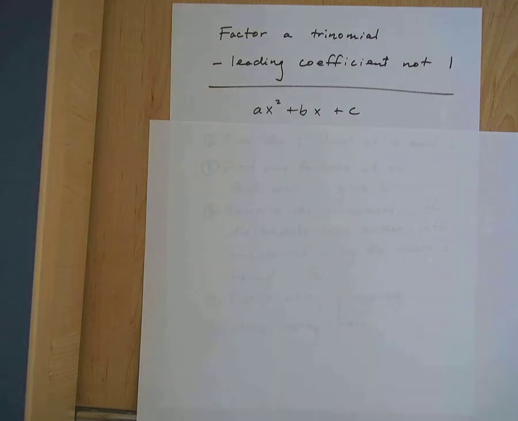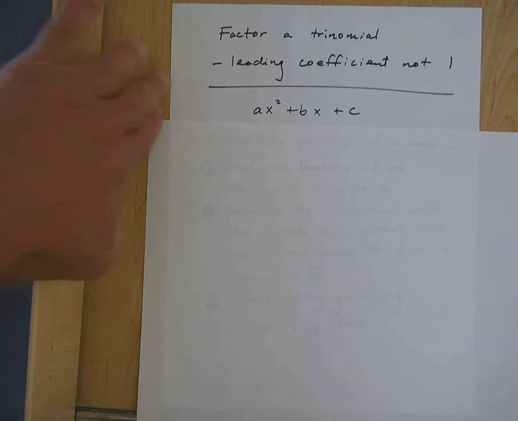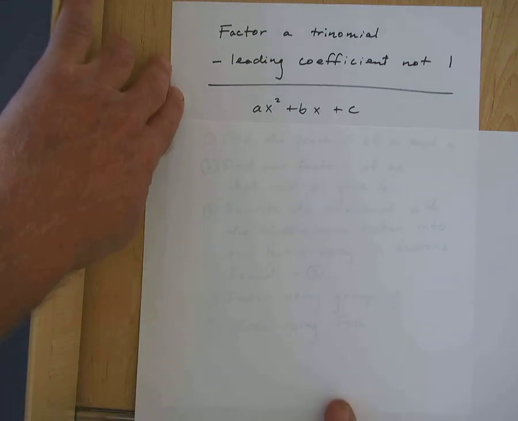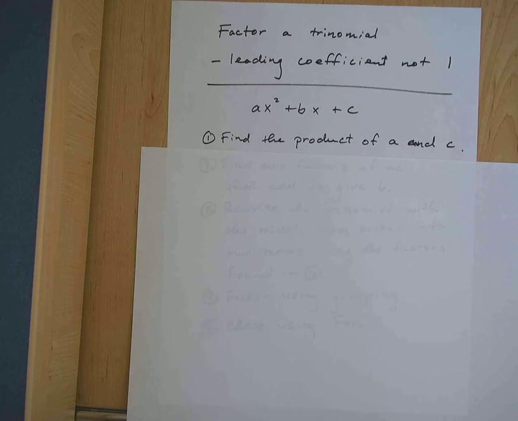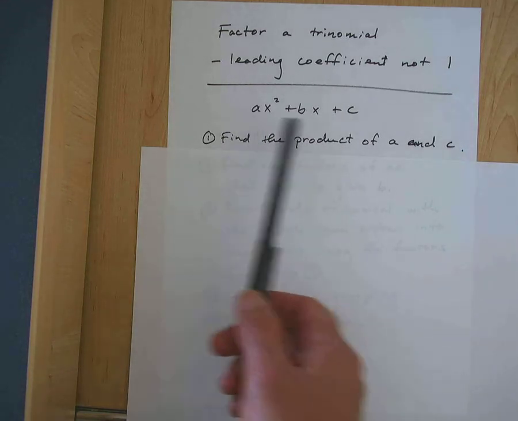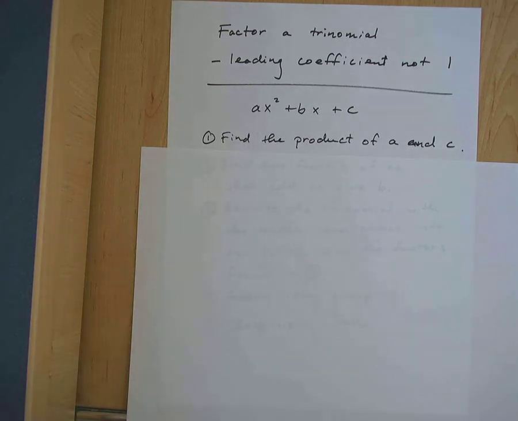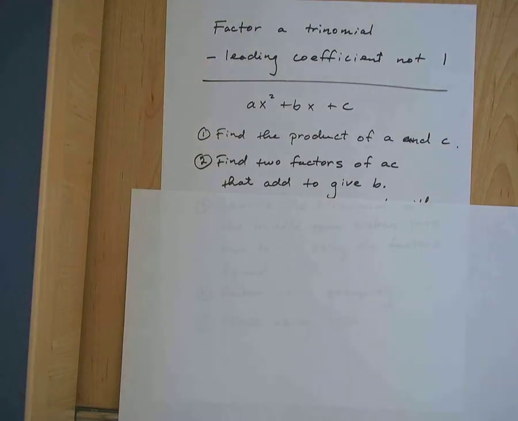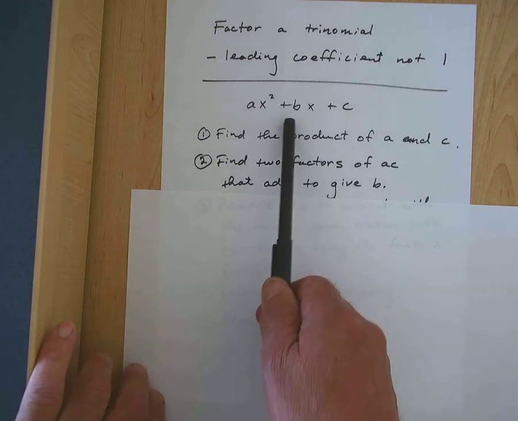First of all, this is a general form trinomial: ax squared plus bx plus c. I'm sure you've seen this before, particularly when looking at the quadratic formula. And when you're given a trinomial in that form, here are the steps to factor it when the leading coefficient is not 1. First, find the product of the first and last coefficients. That would be ac, so a times c. Then you take that number and find two factors of it that add up to give the coefficient of the middle term, b.